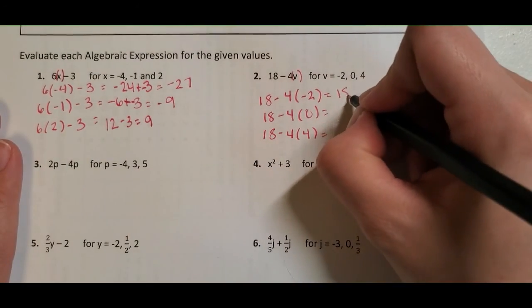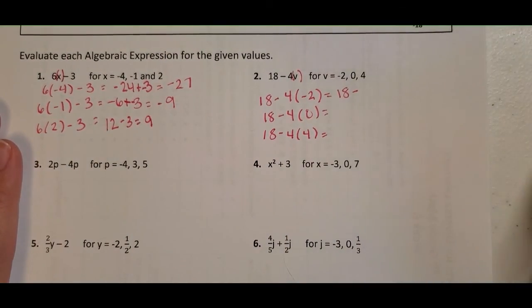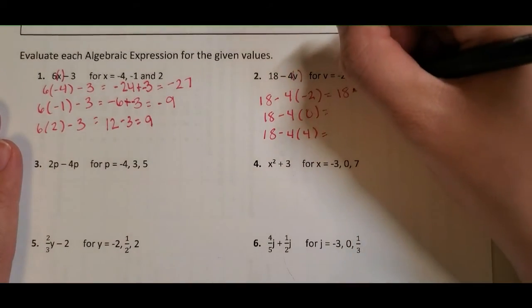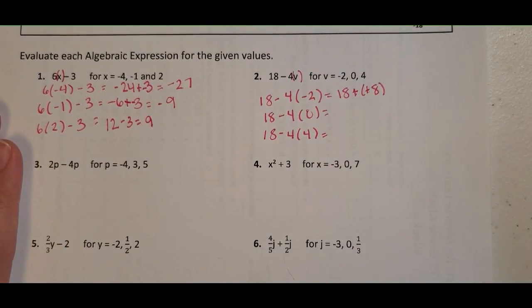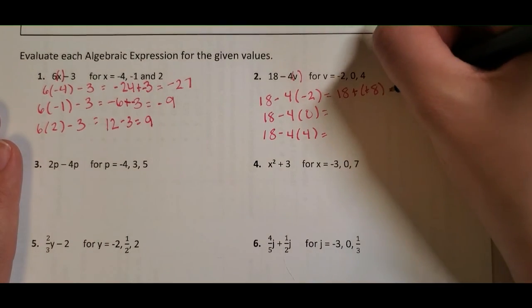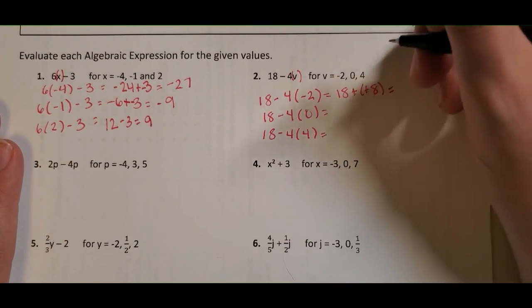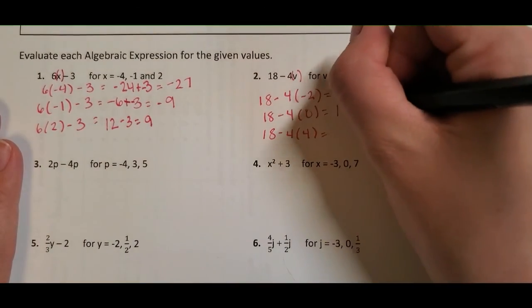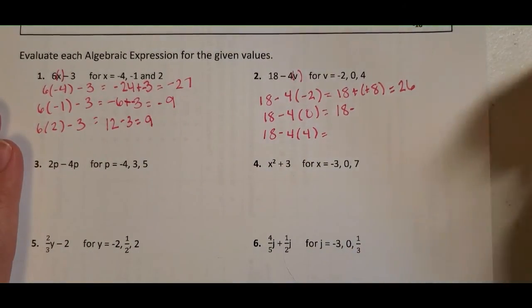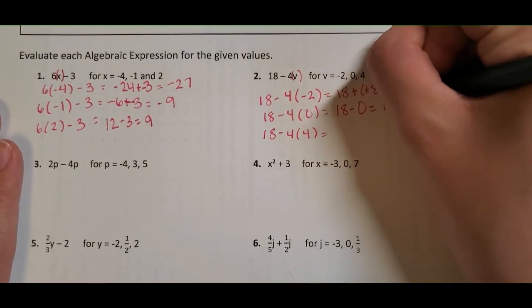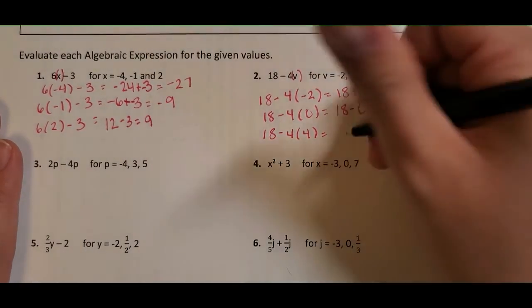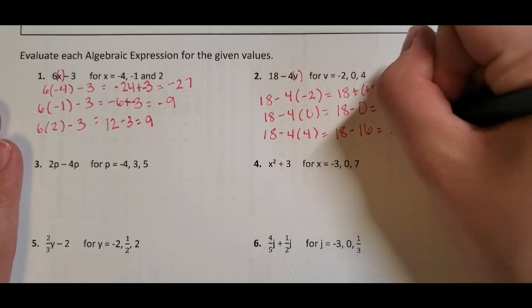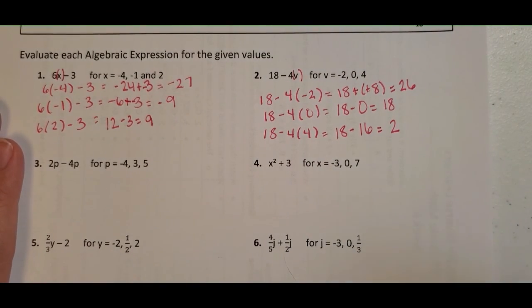So 18 minus 4 times -2 is 18 minus -8. Keep change opposite. So now you have 18 plus 8, which gets you 26. 18 minus 4 times 0 is 0. So that's 18. And then 18 minus 4 times 4 is 16. And that's 2. So those are your 3 answers.